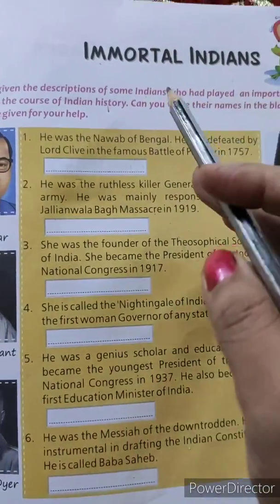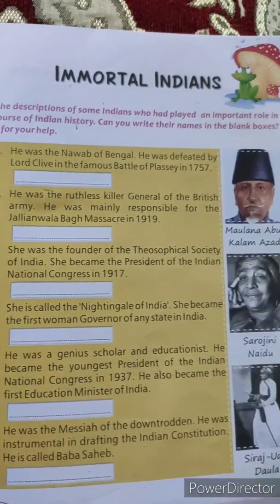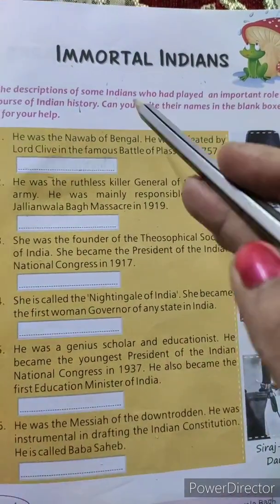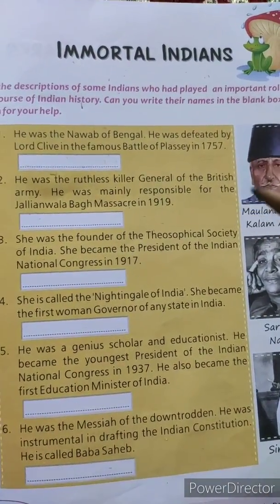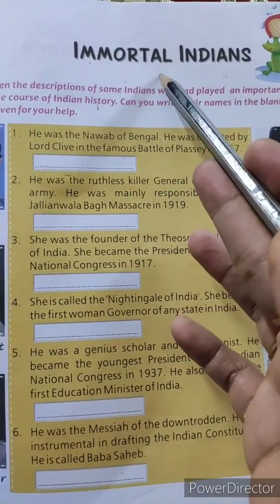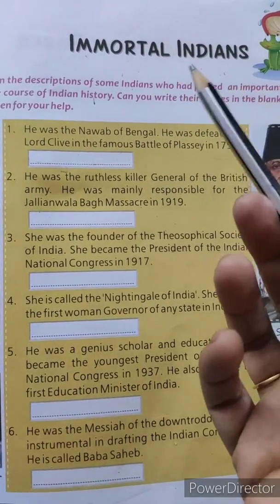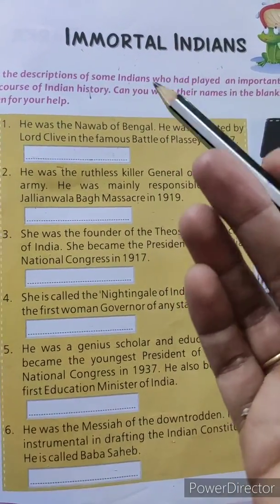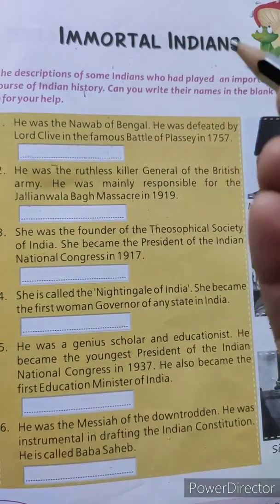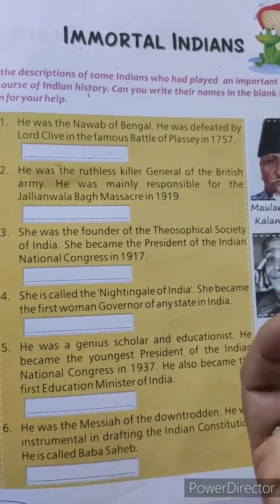So students, in GK today we will start lesson 41, that is Immortal Indians. It is on page number 49. Why is this chapter named Immortal Indians? First, we will understand the meaning of immortal: anything or any person who never dies. So, who are the immortal persons? Those who do such work that they stay alive in our hearts. It can include both good and bad work.